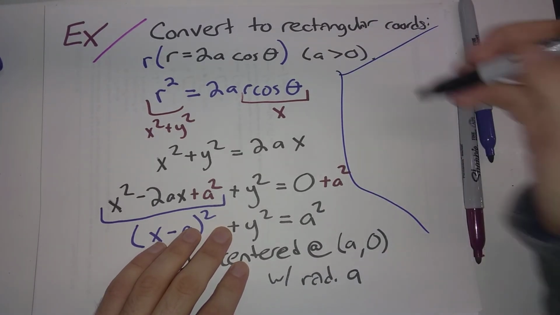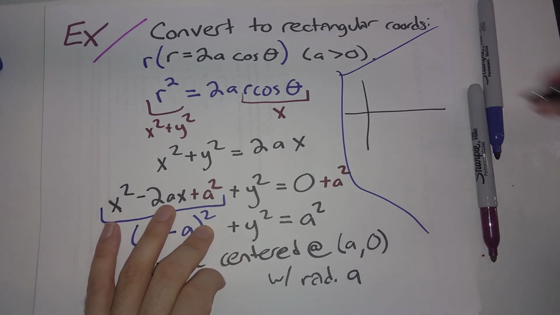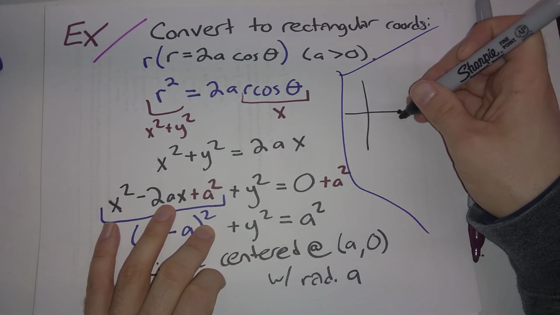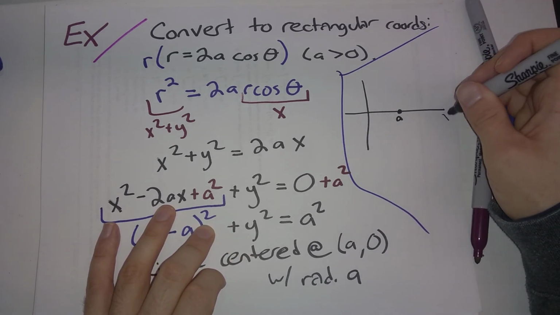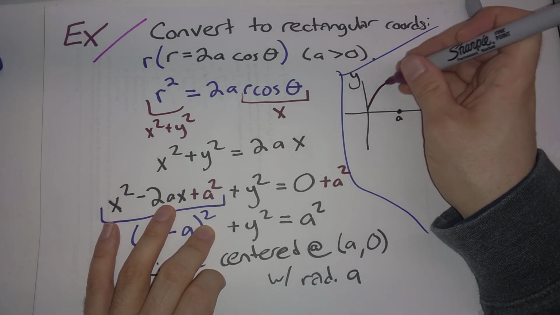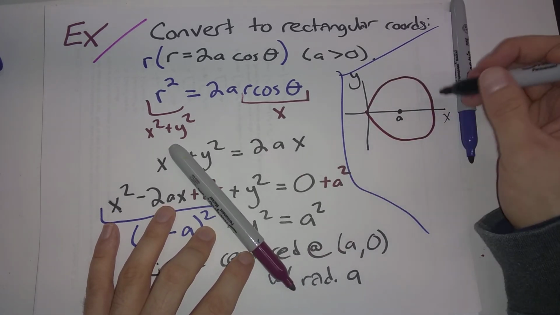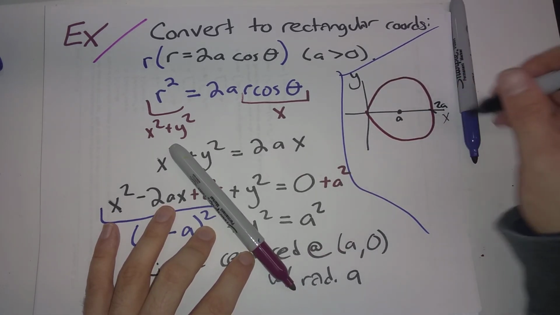So just to finish this off, let me draw a picture here. So it's centered at the point a, 0. So on the x-axis, that is a, 0. And it's a circle of radius a. So like, for example, over there is x is equal to 2a.